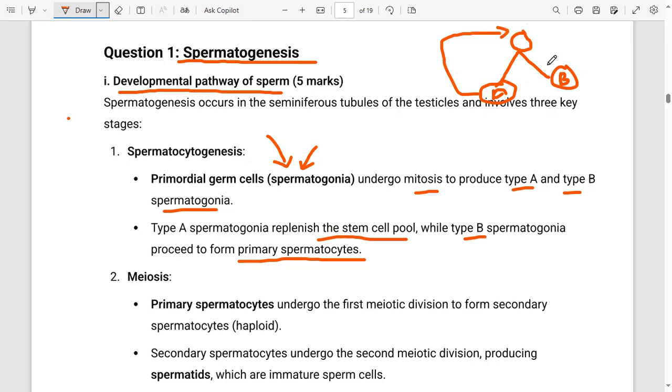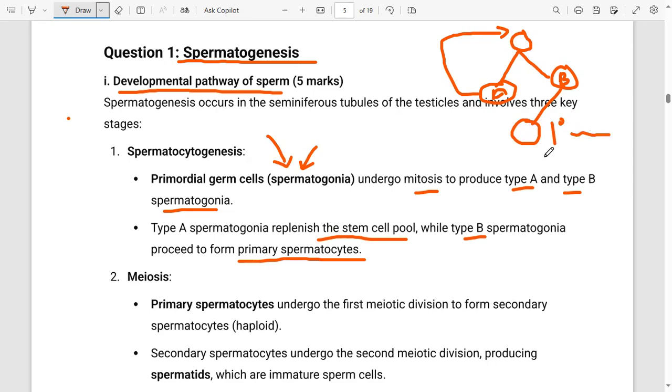And then what will happen to this type B spermatogonia? It will proceed and form what we call the primary spermatocytes. So this one here proceeds to form the primary spermatocytes. You can write primary spermatocytes here.